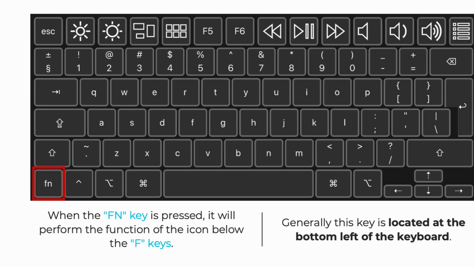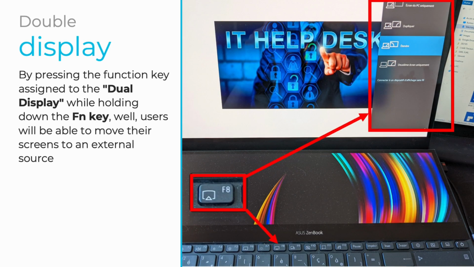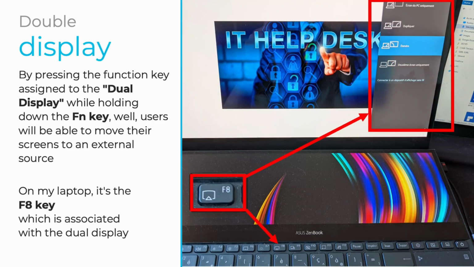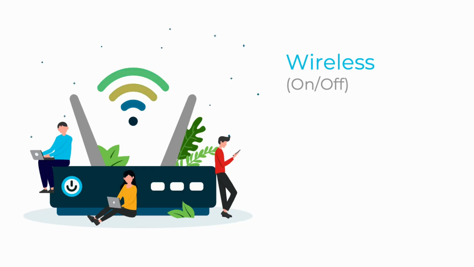Dual display. By pressing the function key assigned to the dual display while holding down the FN key, users will be able to move their screens to an external source, such as a video projector or even a second screen. On my laptop, it's the F8 key that is associated with the dual display. Let's move on to another function, which allows you to activate or deactivate wireless Wi-Fi.